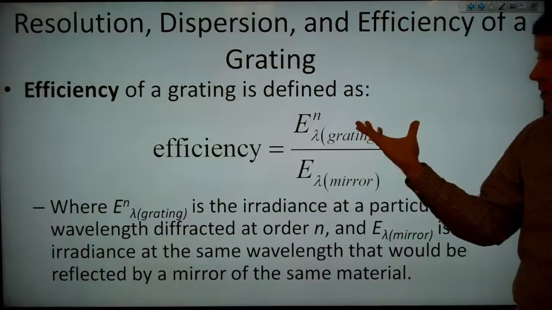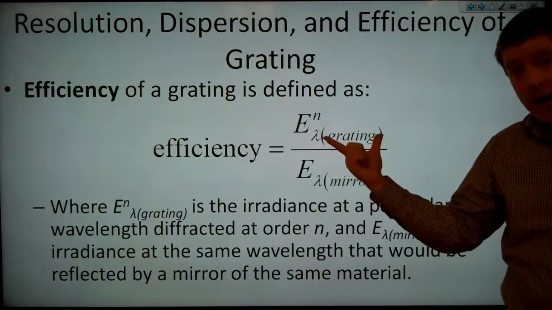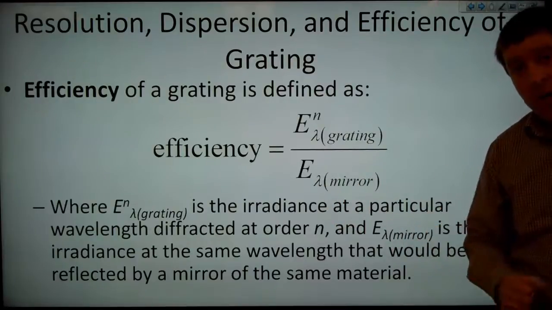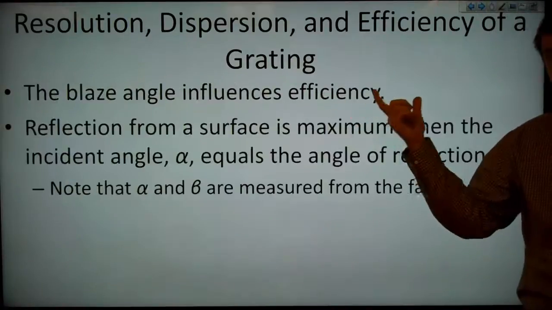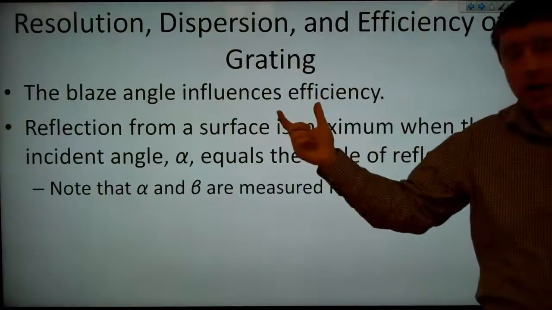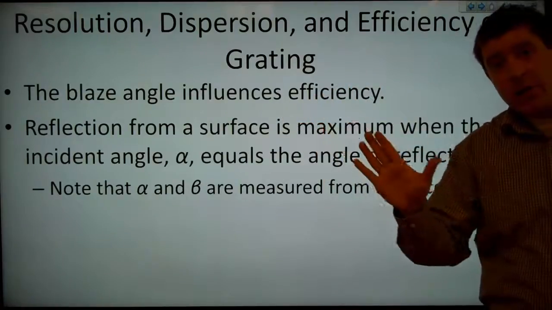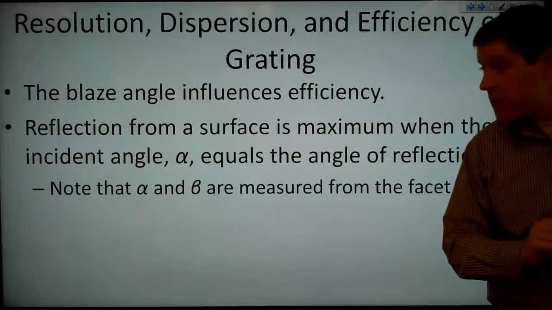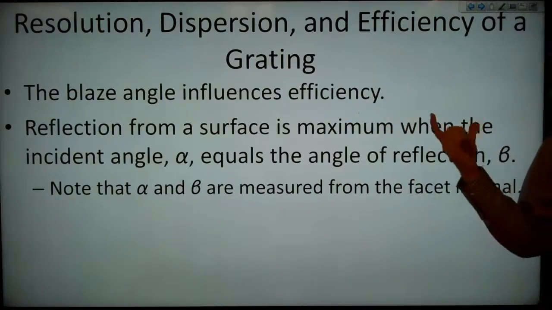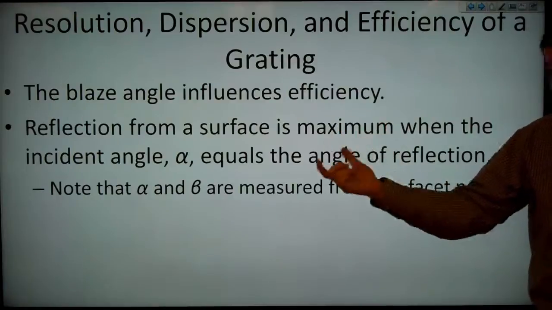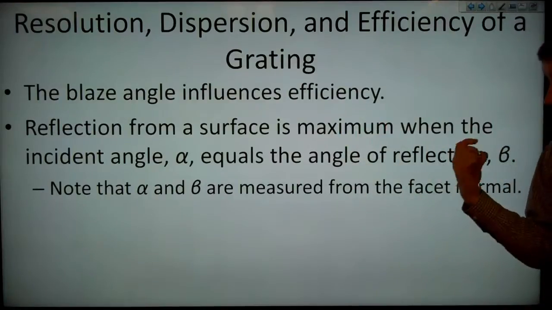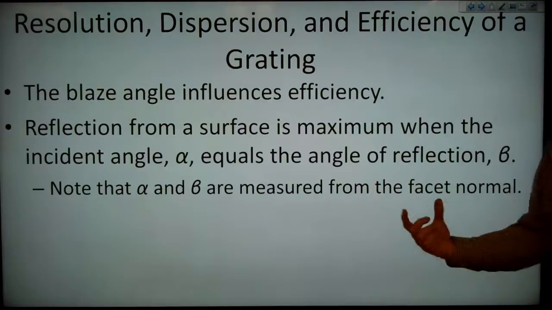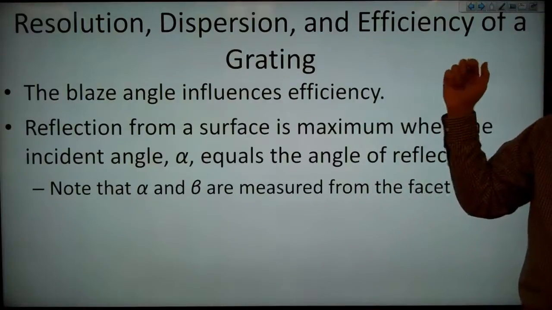So the efficiency is how much light is coming off of our grating at that wavelength, at that order, divided by how much light would come off of a plane mirror. So the blaze angle influences the efficiency. The blaze angle here is the angle of each individual surface on our grating compared to the bulk surface. And the reflection from a surface is maximum when the incident angle alpha equals the angle of reflection beta. And note here that alpha and beta are measured from the facet normal, not the bulk normal.